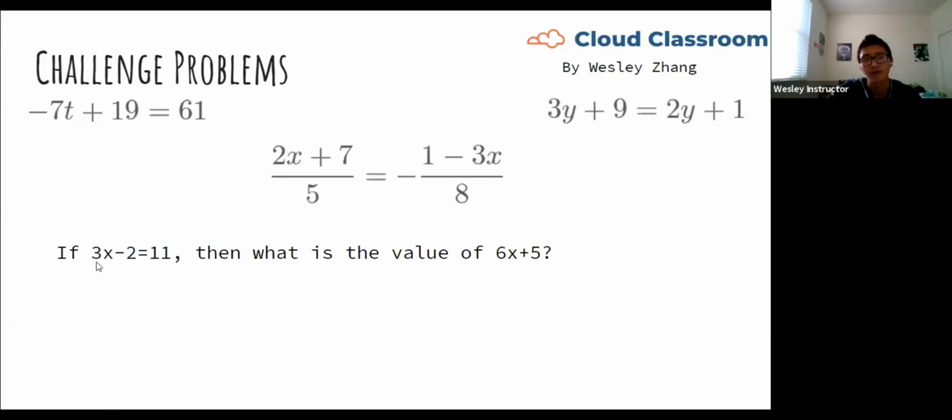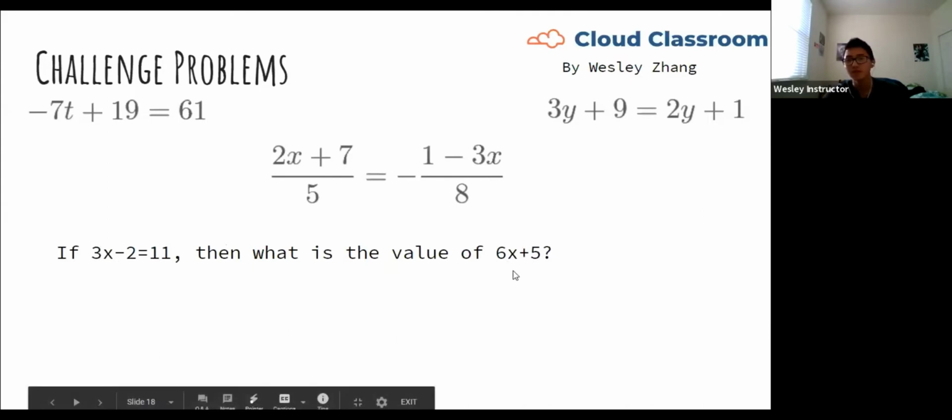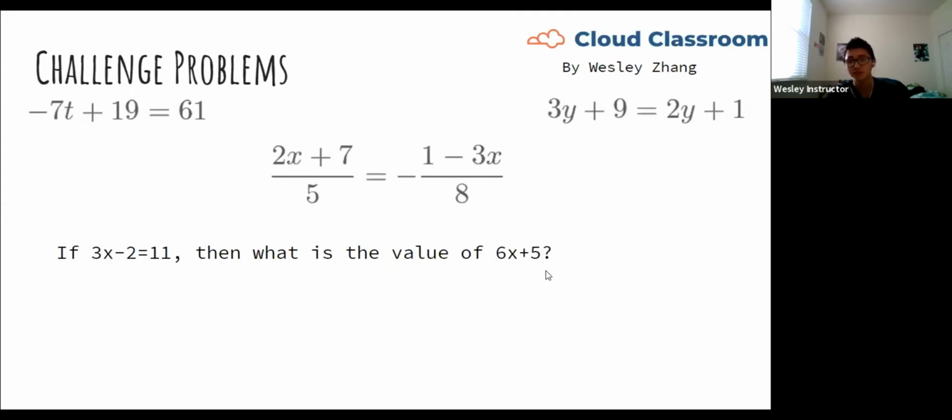Okay, if 3x minus 2 equals 11, then what is the value of 6x plus 5? So you guys don't actually need to solve for x exactly. Here's how you do it. 3x minus 2 equals 11. First add 2 to each side, then you get 3x equals 13. But this wants you to find what 6x is, so all you gotta do is multiply 3x by 2. Then you get 6x equals 26. So this just becomes 26 plus 5, and that equals 31.